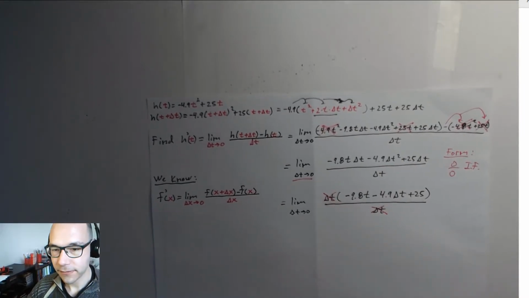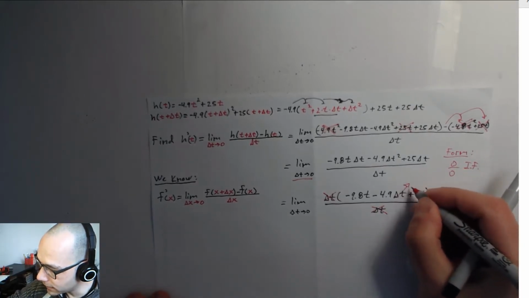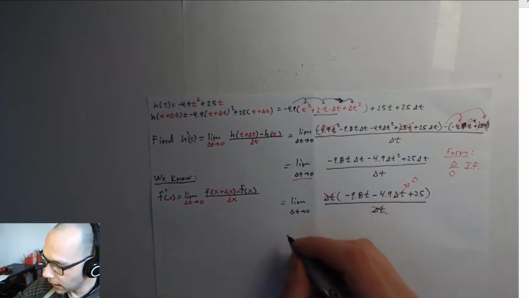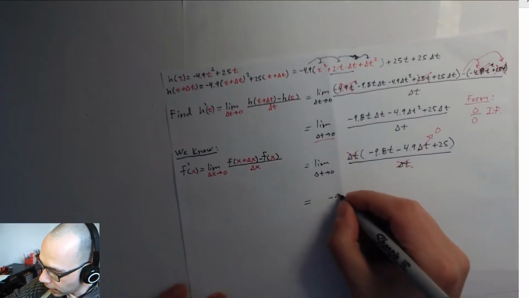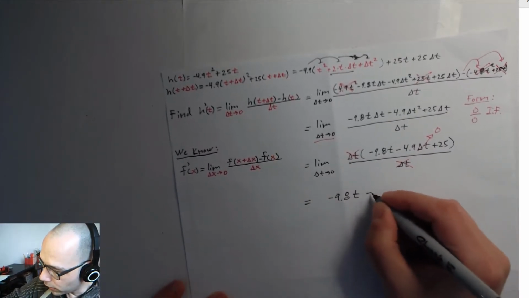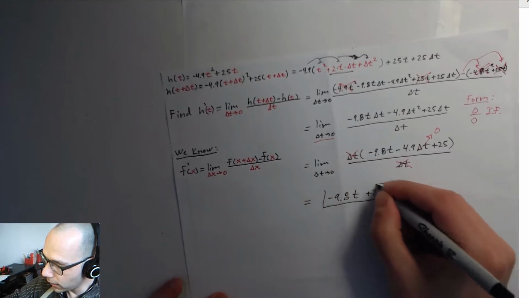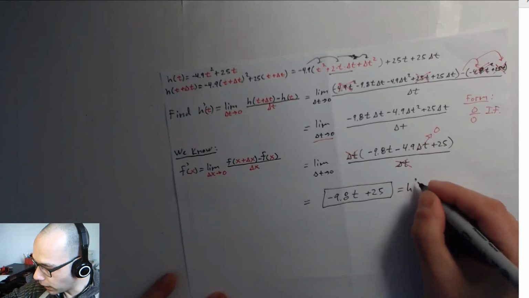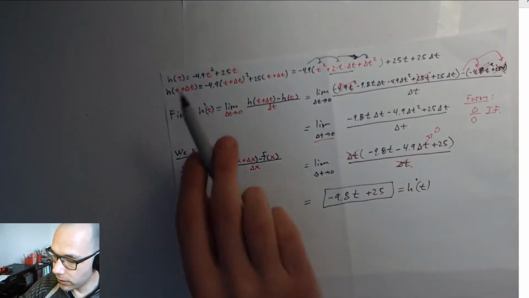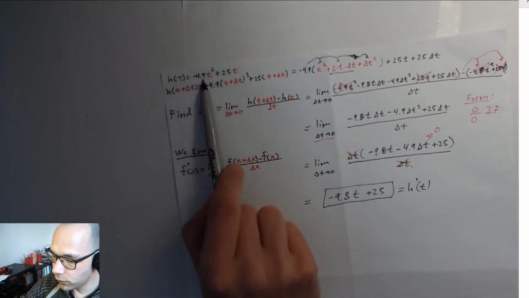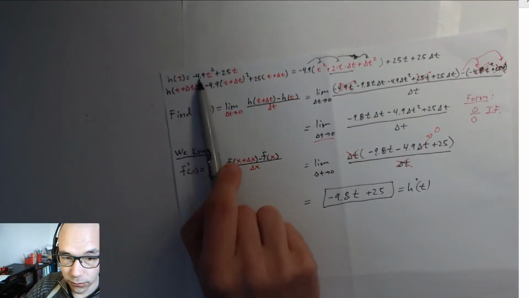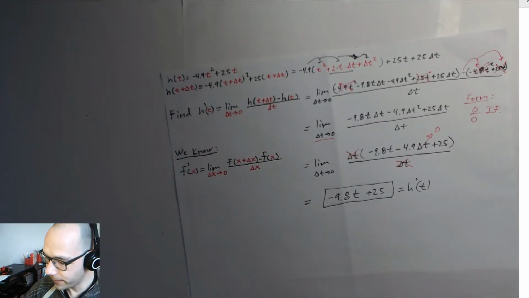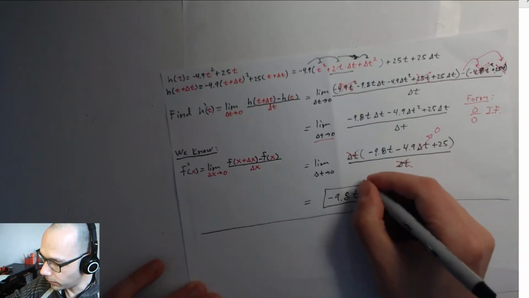Now if you replace delta t by 0, so this right here will approach 0, you can see that the answer is going to be negative 9.8t plus 25. No more limit because there's no more delta t. And all of that is h prime of t. You can also check that if you find the derivative of the original function using the rules, you should get negative 9.8t plus 25. So that's it for problem A.